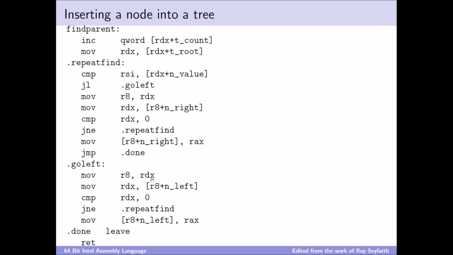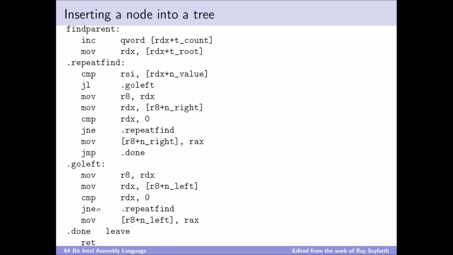We'll then move RDX, which is going to be the pointer of our current node that we're looking into, into R8. We'll then set RDX to be the left child of that current node. So now RDX has moved down to the left child. We then compare whether or not RDX is in fact null, whether or not we've hit the end of our tree. If it is null, that's great. We've found where we can actually insert into the tree. So let's assume it's null for the moment.